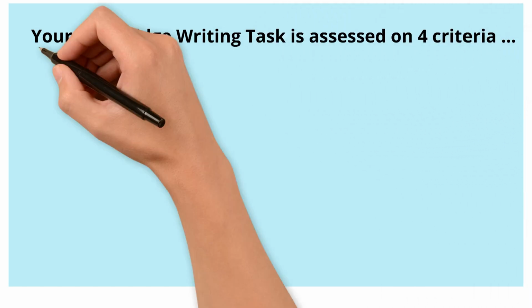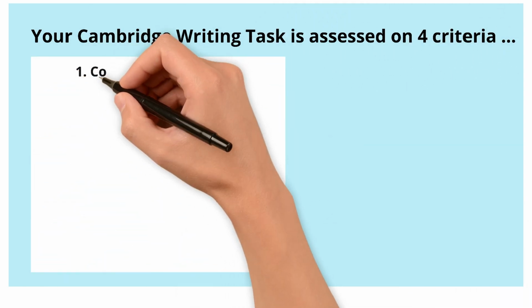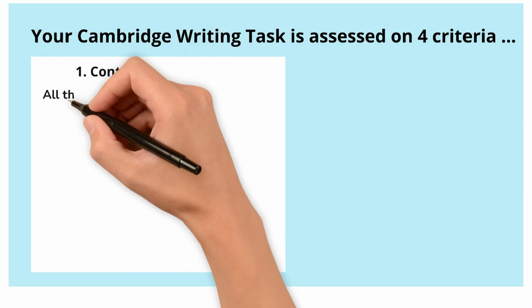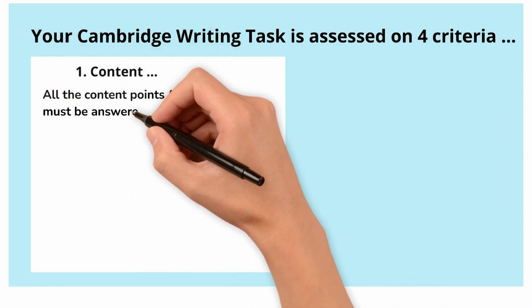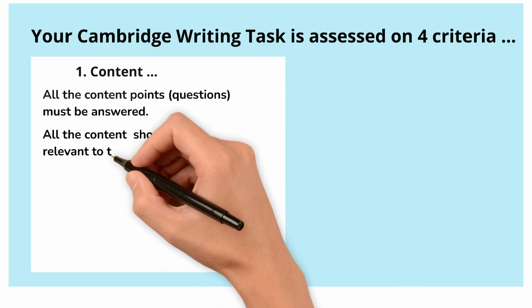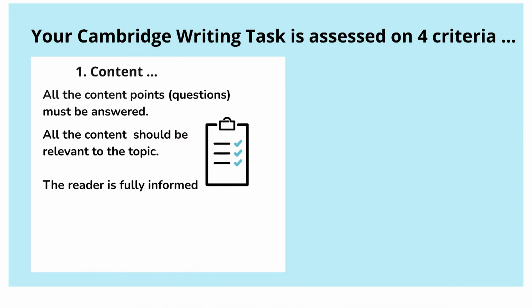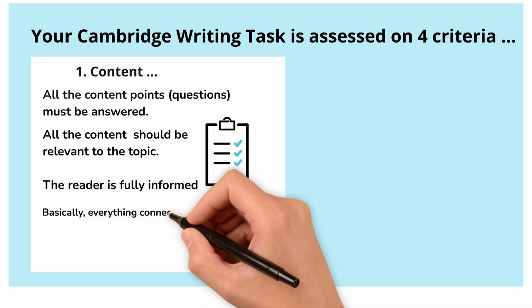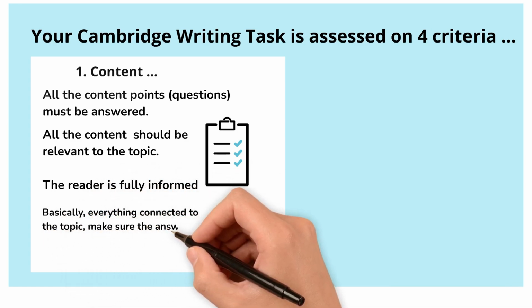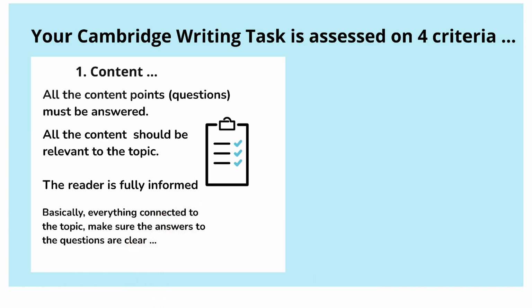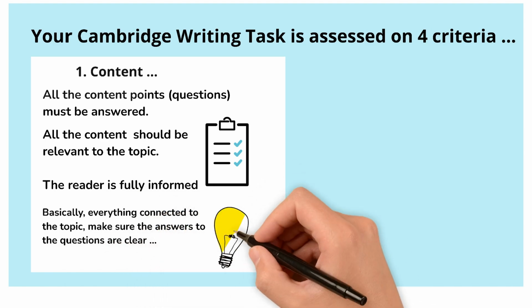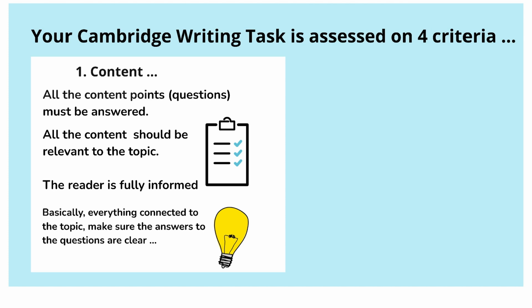Your writing is assessed on 4 criteria. The first is content. That means getting all of the questions answered. All of the content is relevant to the main topic and the reader is fully informed. If you have all of these 3, it's a great start. Basically, everything should relate to the overall topic. Keep to the main point and your paragraphs discuss each answer to the questions.